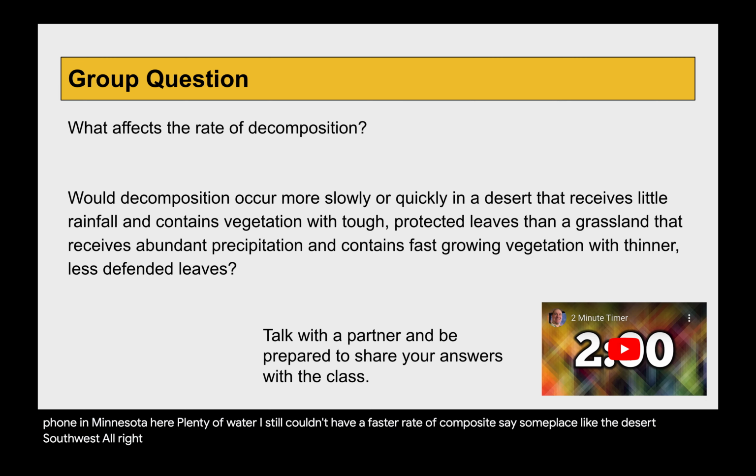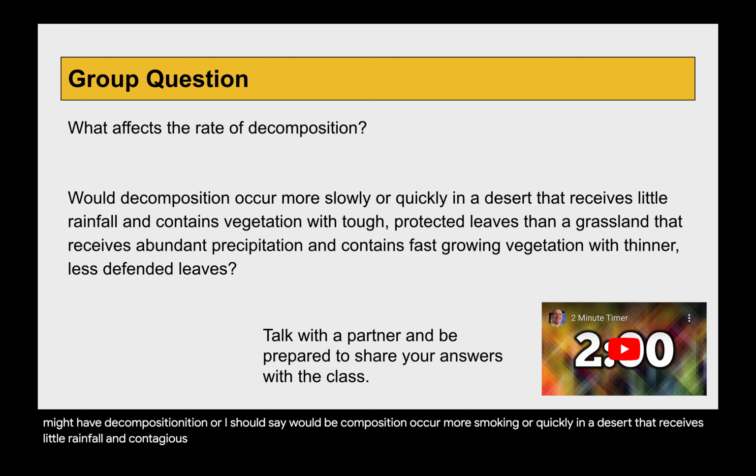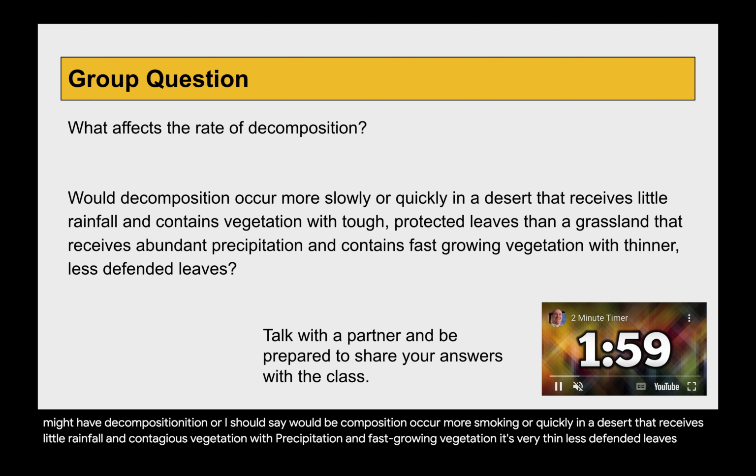All right, so I want to do another review. What's going to affect the rate of decomposition? And then I want you to think about this scenario: would decomposition occur more slowly or quickly in a desert that receives little rainfall and contains vegetation with tough, protected leaves, than a grassland that receives abundant precipitation and fast-growing vegetation with very thin, less defended leaves? I'll give you a couple minutes to converse.